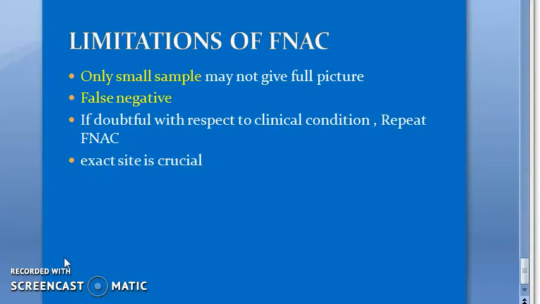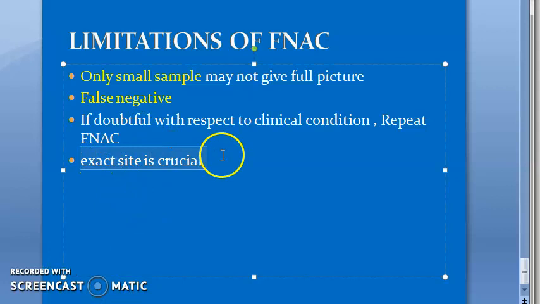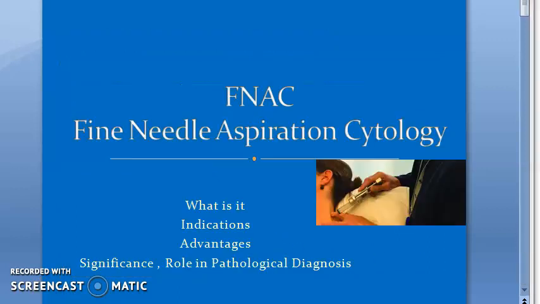Limitations of FNAC: only a small sample you can get, and it can give a false negative because you may get a very clear picture, but the actual clinical picture may not be fully clear. So based on the clinical features, you may repeat the FNAC if you are doubtful. Also, only if you know the exact site is FNAC going to give a clear picture. So guys, this was about FNAC, that is fine needle aspiration cytology. This is a diagnostic cytology.